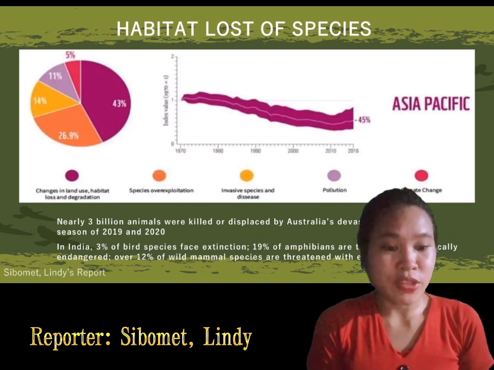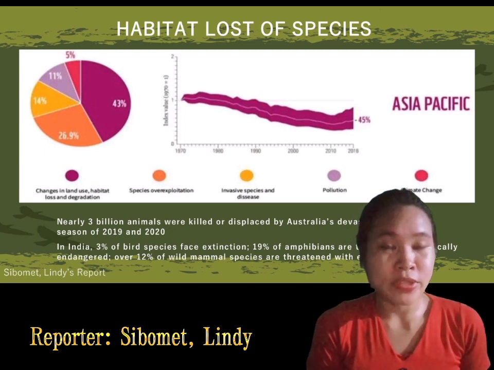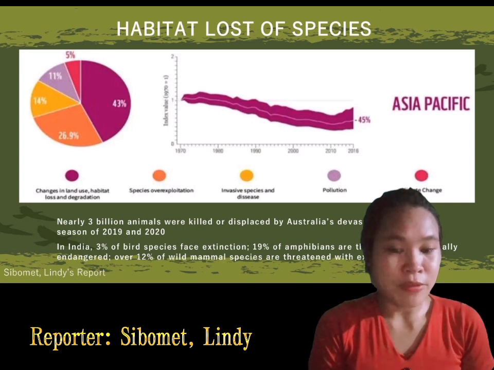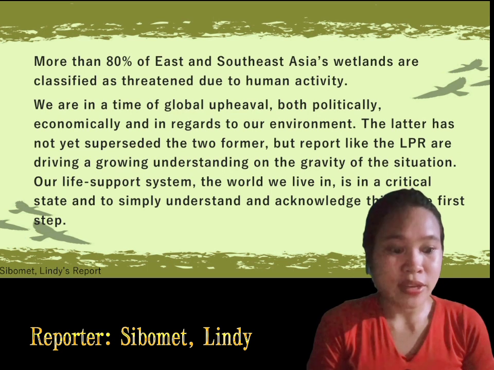I am Lindy Sibumit, and I'm going to talk about habitat loss of species. Nearly 3 billion animals were killed or displaced by Australia's devastating bushfire season of 2019 and 2020. In India, 3% of bird species face extinction, and 19% of amphibians are threatened or critically endangered. Over 12% of wild mammal species are threatened with extinction. More than 80% of East and Southeast Asia's wetlands are classified as threatened due to human activity.